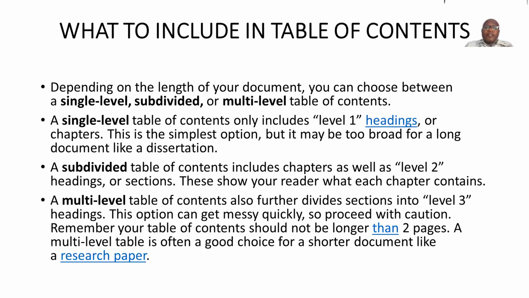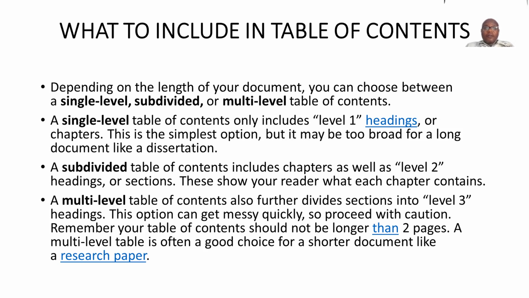So what is included in the table of contents when you're doing a research proposal? Depending on the length of your document, you can choose between a single level, a subdivided, or a multiple level type of table of contents. A single level table of contents may include, number one, either headings or chapters. This is the simplest option, but it may be too broad for a long document like a dissertation.